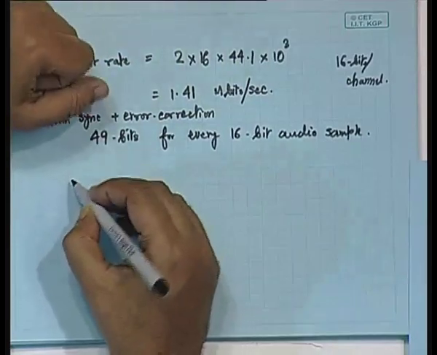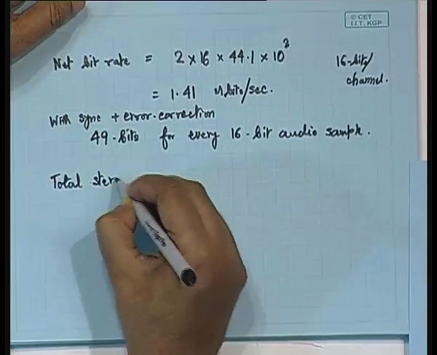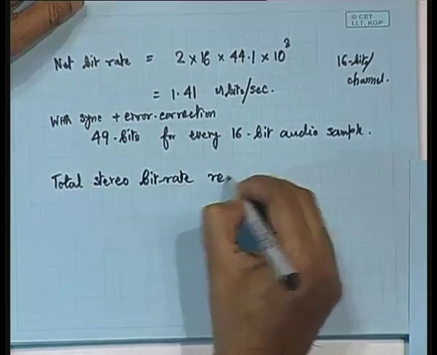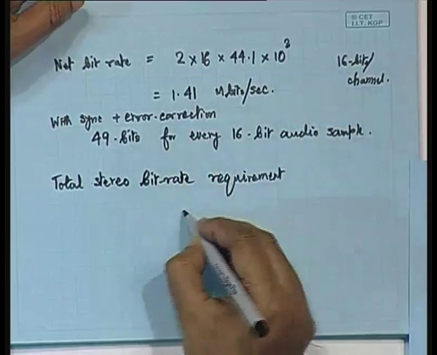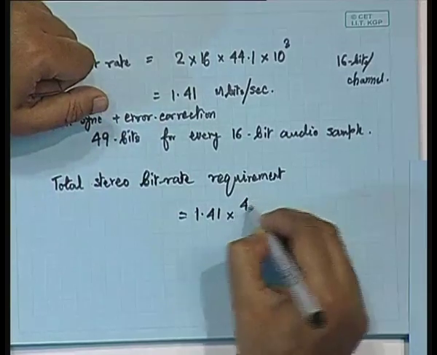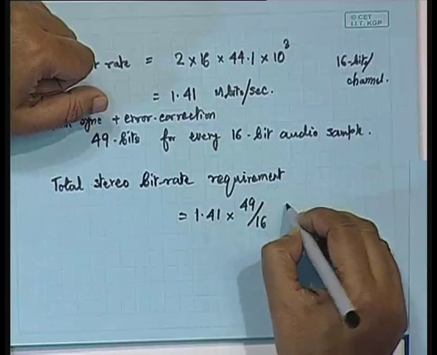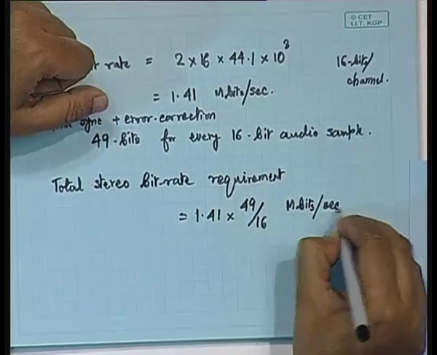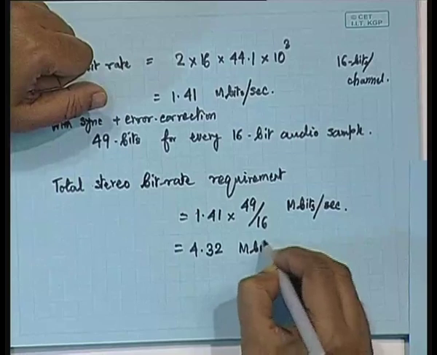Just to make it exact, we can see that the total stereo bit rate requirement should be this 1.41 as we calculated already, and since there are 49 bits for every 16-bit audio sample, it should be 1.41 into 49 by 16 megabits per second, which exactly comes to 4.32 megabits per second.